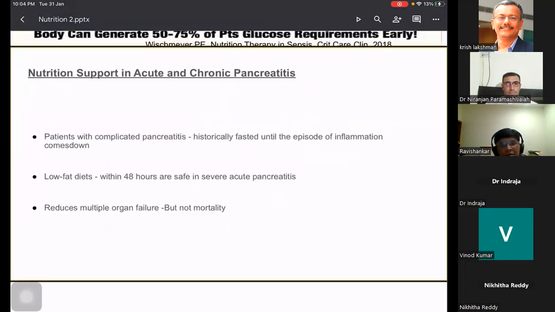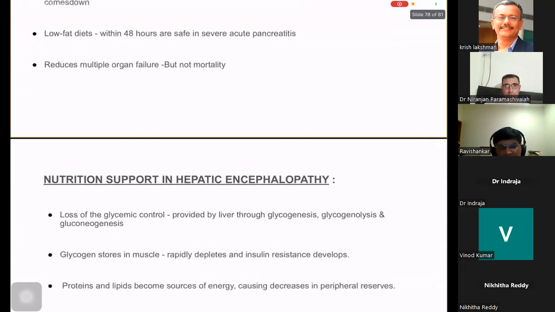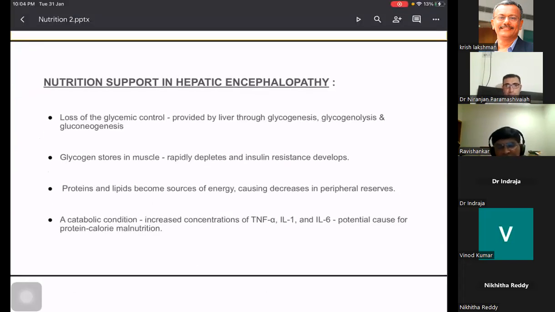Nutritional support in acute and chronic pancreatitis. In patients with complicated pancreatitis, historically we force-rested the patient to subside the inflammation. But now, low fat diets within 48 hours are safe in severe acute pancreatitis, and reduce multiple organ failure, but not the mortality. And in patients with hepatic encephalopathy, it is better to provide a high fat diet. Sorry, Vinod, but it is important that you feed beyond the duodenum, into the jejunum.